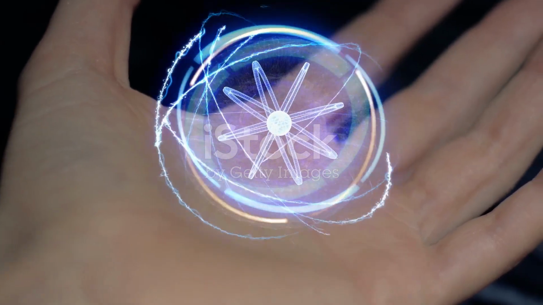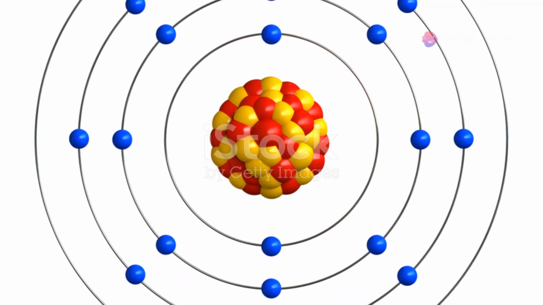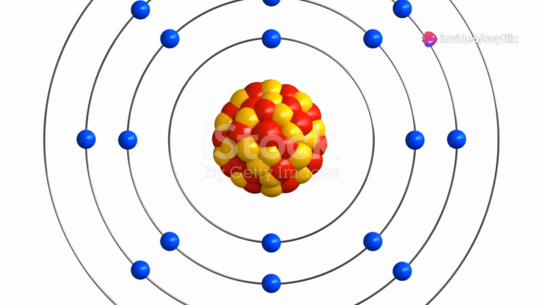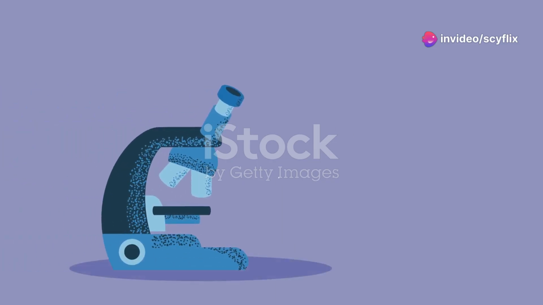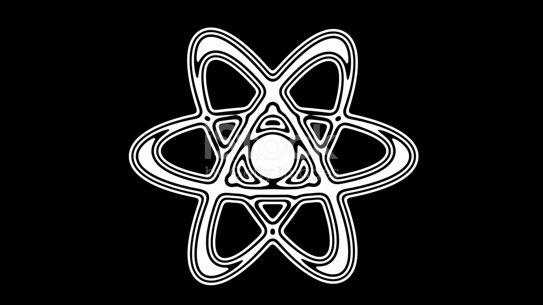To understand ions, we first need to understand atoms. Every atom has a nucleus made of protons and neutrons with electrons whizzing around in a cloud. Protons are positively charged and neutrons are neutral. Under normal conditions, an atom has an equal number of protons and electrons, making it electrically neutral.